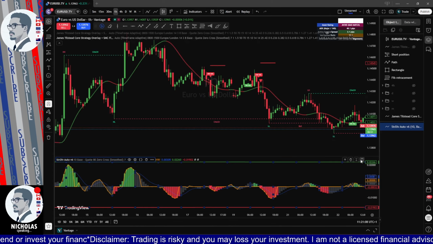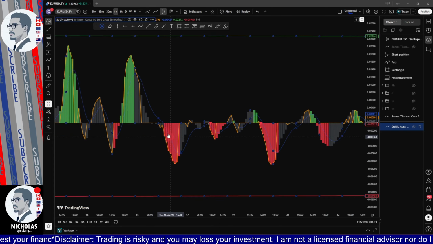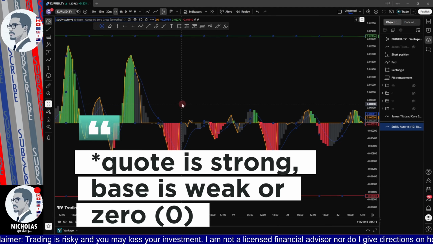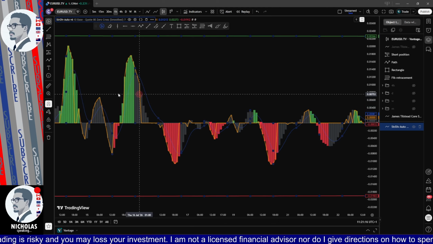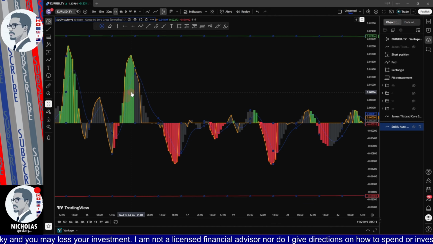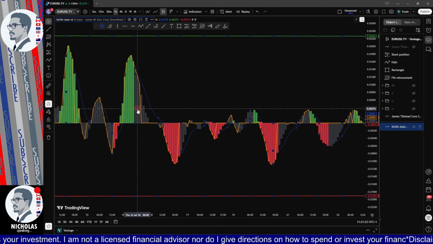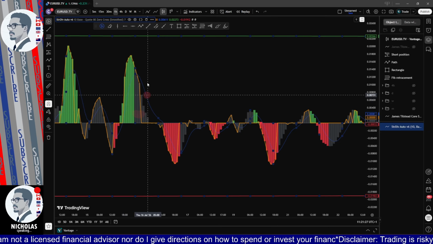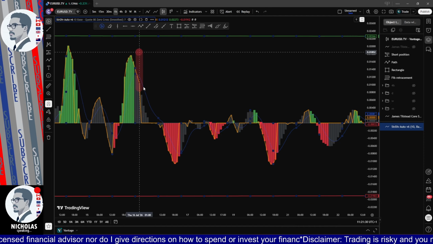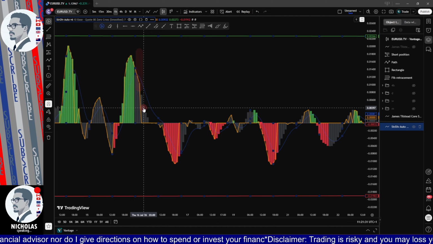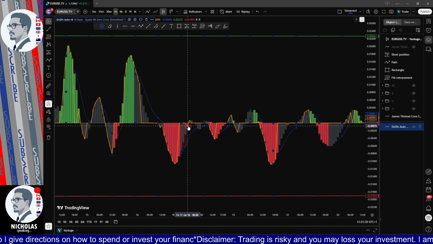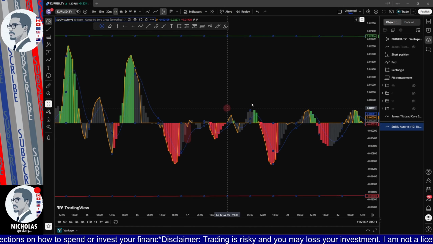Make this full screen. So when the bars are red, it says the base is strong, the quote is nullified, either zero or weak. When the bars are green, it means the quote is strong and the base is either nullified or weak. When it's gray, it means both of them are moving in one direction, but the base is stronger. So when it's gray upwards, the base is stronger, but they are both moving in a similar direction. When it's on the downside, the quote is stronger, but they are both moving in a similar direction.